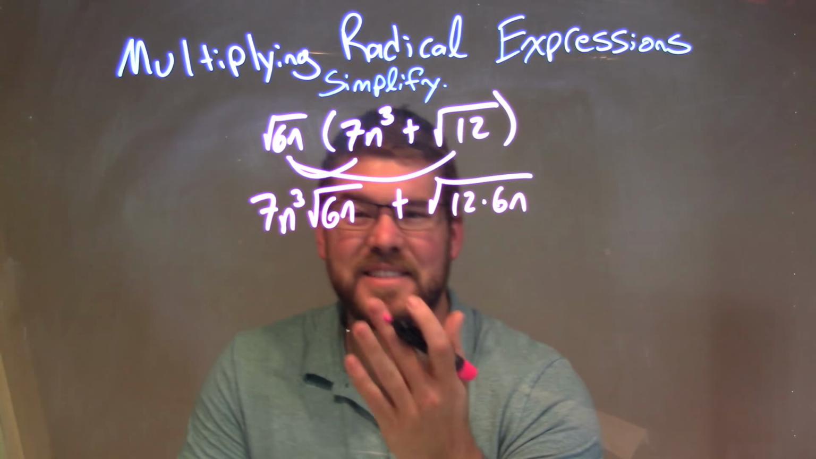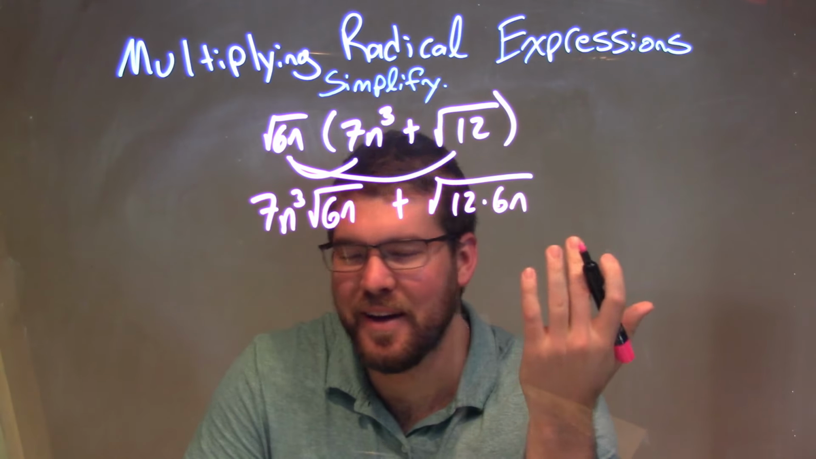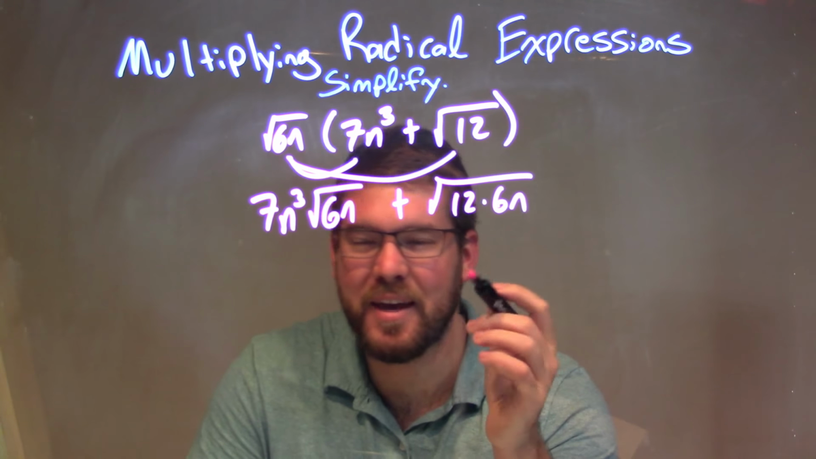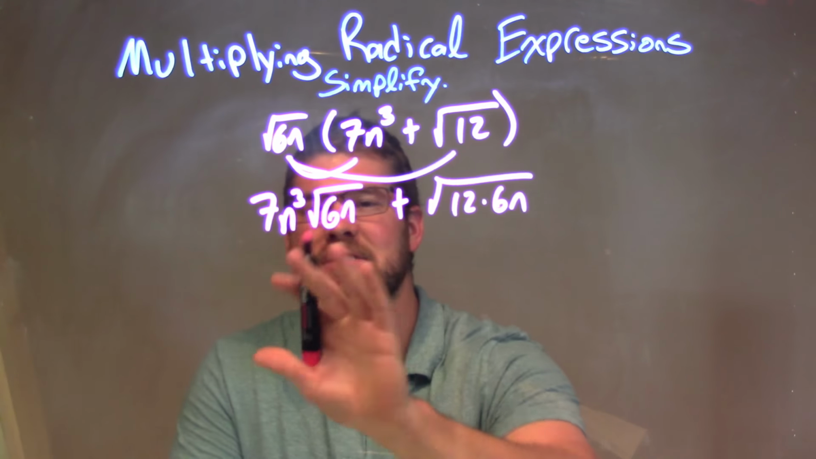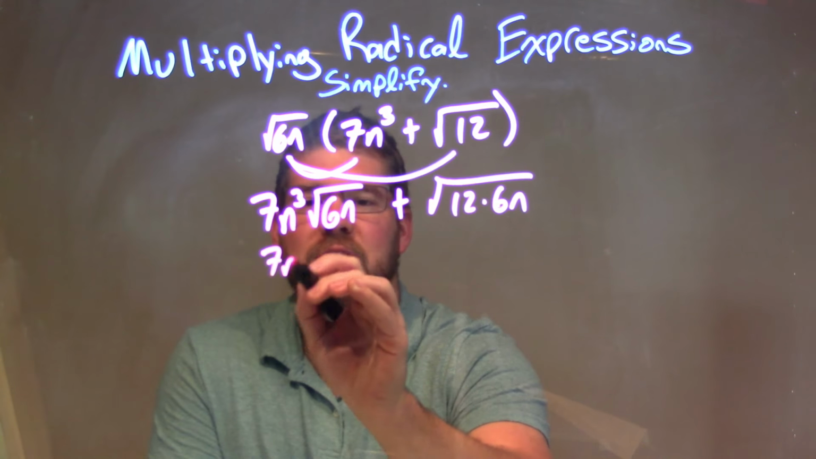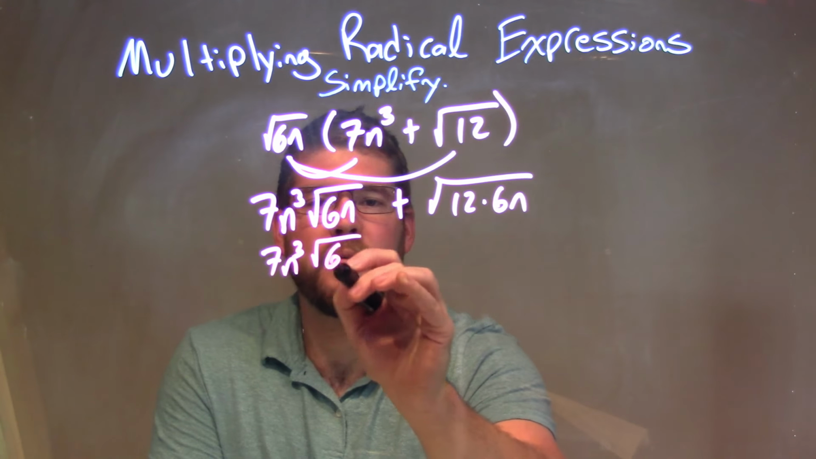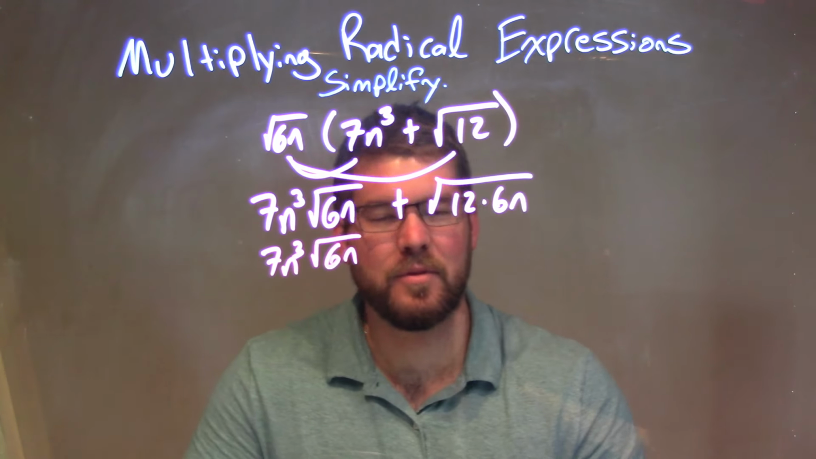Well, luckily, 6n really doesn't break down to be anything. I mean, it's 2 times 3, right? We can't find any pairs, and so the square root of 6n just stays there. So this one just keeps coming down for the rest of the problem here. So we have 7n to the third times the square root of 6n.